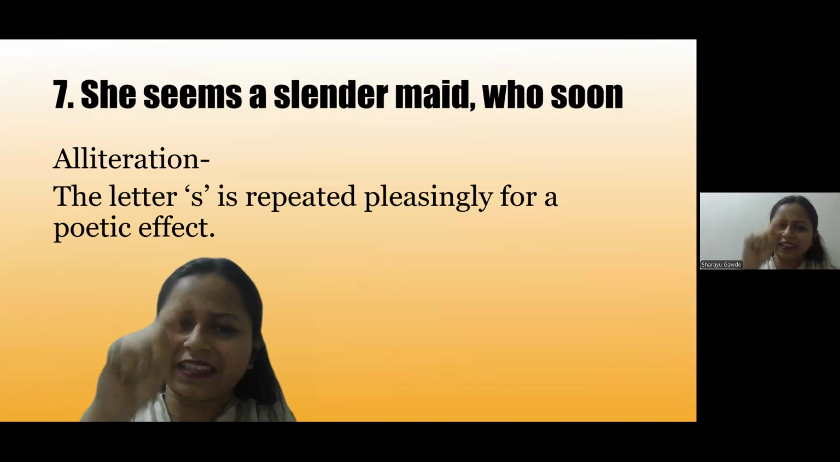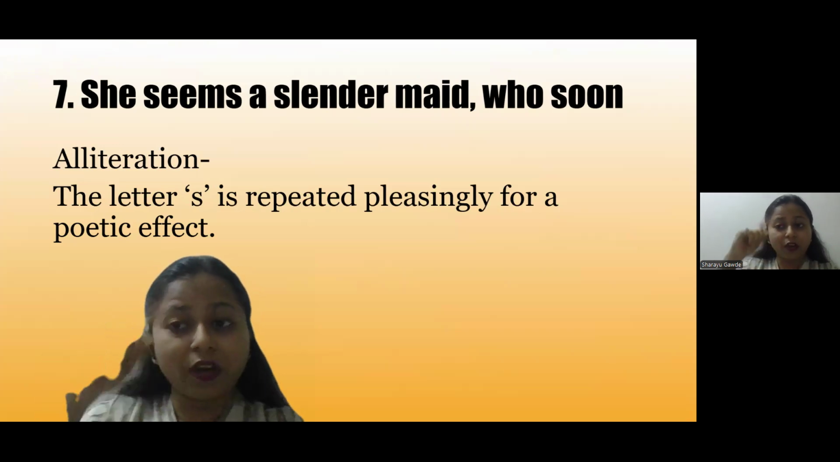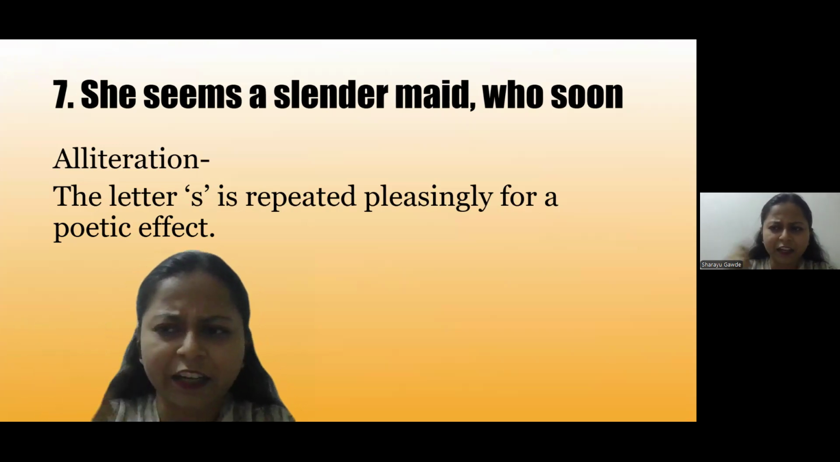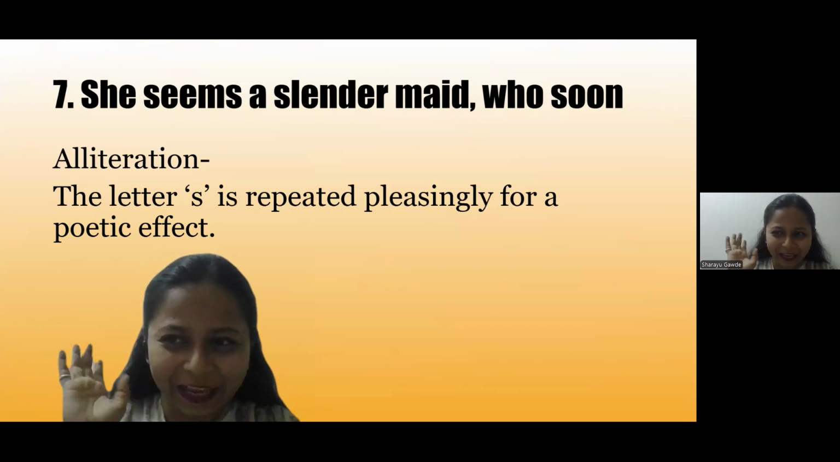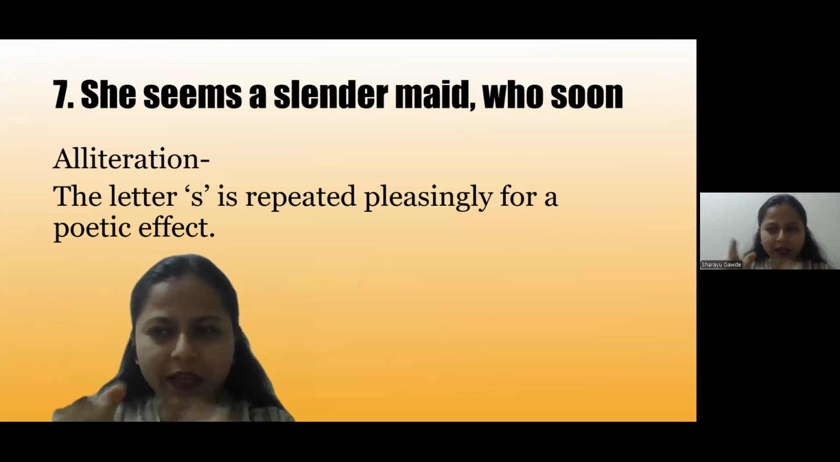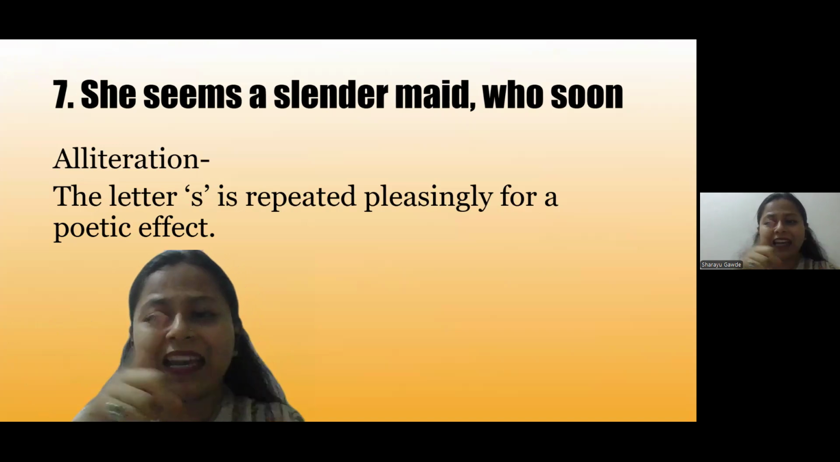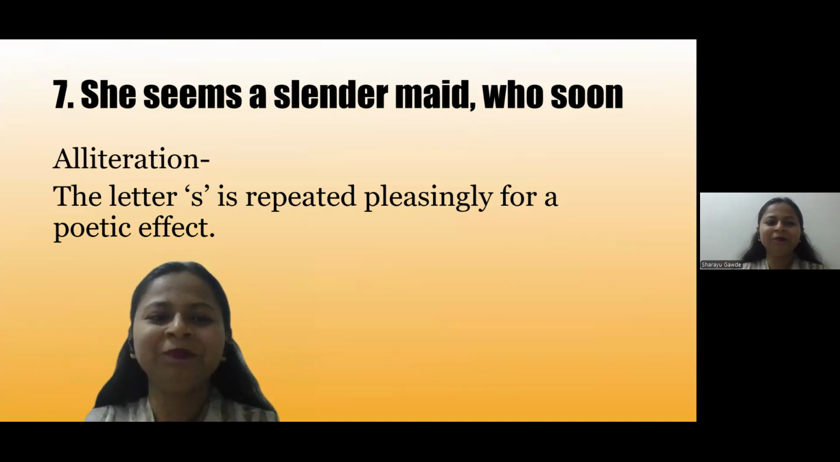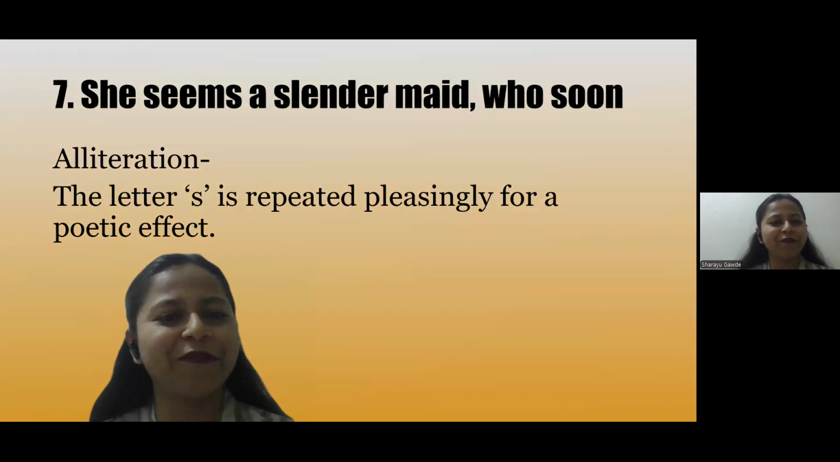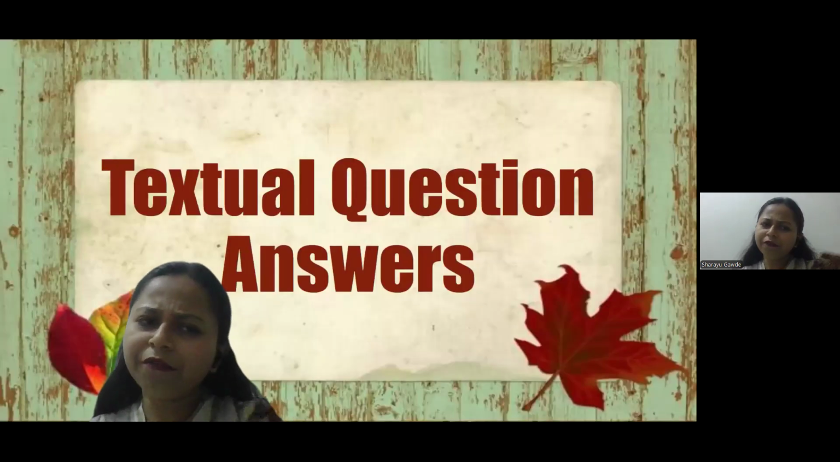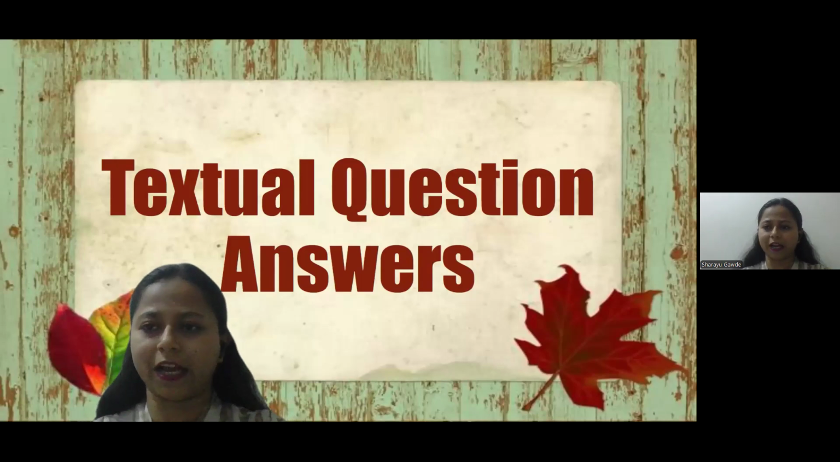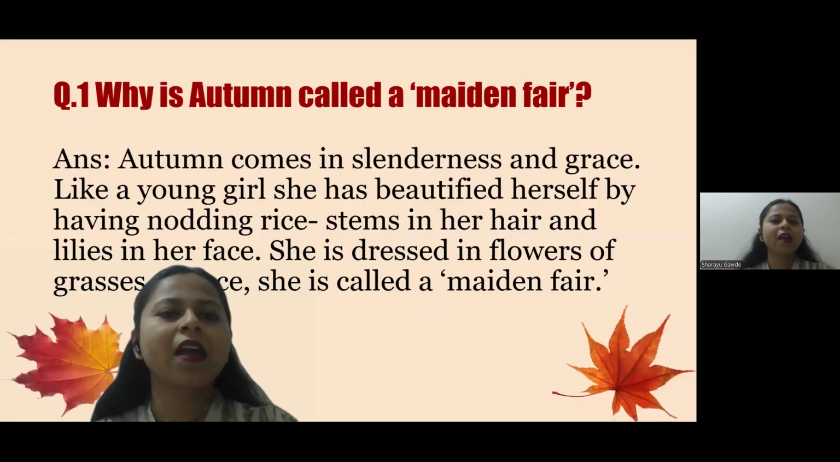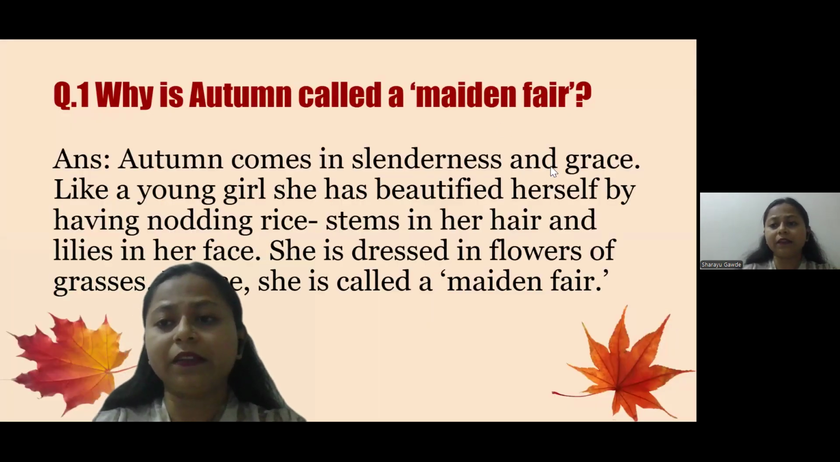So over here, can you see S, S, S, S, S? So here, what is it? Alliteration. Alliter means what? All letters are the same. All letter S, S, S. So I remember it like that. All letter, alliter, alliteration. So the letter S is repeated pleasingly for a poetic effect. We will move forward with the textual question answers. Why is autumn called a maiden fair?